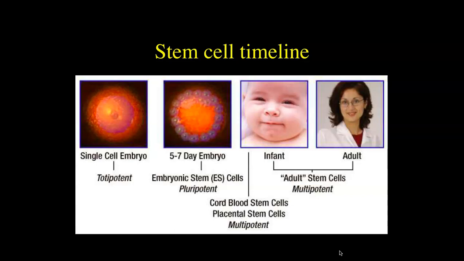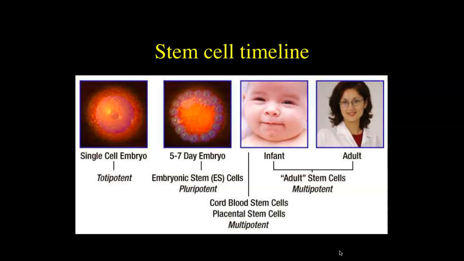So there are different types of cells. The single cell embryo, when it is formed, is a totipotent cell. Totipotent means total, it can develop into a whole organism. When it is a 5 to 7 day embryo, we call it an embryonic stem cell, because we are taking the inner cell mass, or you can say we are taking the inner cells from the blastocyst stage. That's why we call them embryonic stem cells, and these are also known as pluripotent stem cells, right?